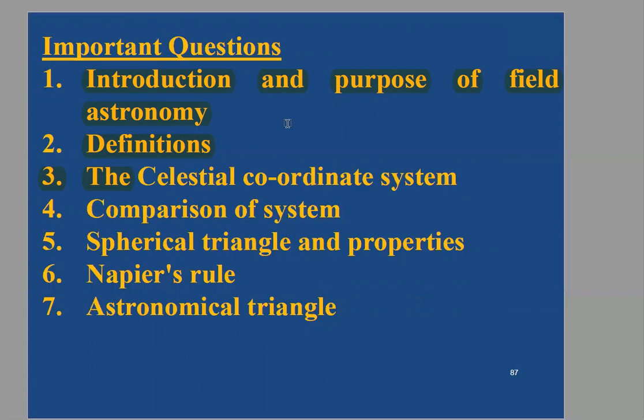Then we need to know the spherical celestial coordinate systems. Write about the celestial coordinate system and compare the coordinate systems, and then spherical triangles and properties. In today's lecture we discussed spherical triangles and properties. Then write about Napier's rules, and finally write about the astronomical triangle. We have seen each of them. So just write these 7 questions in your notebook, click pictures, and send me on WhatsApp.